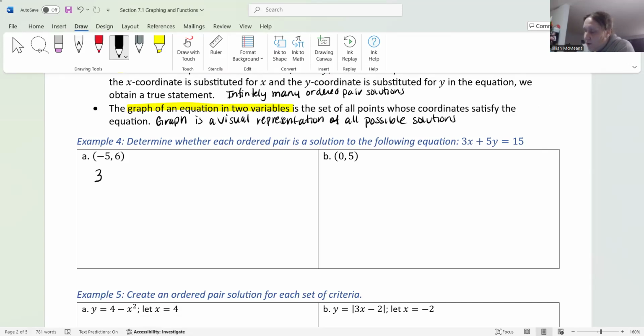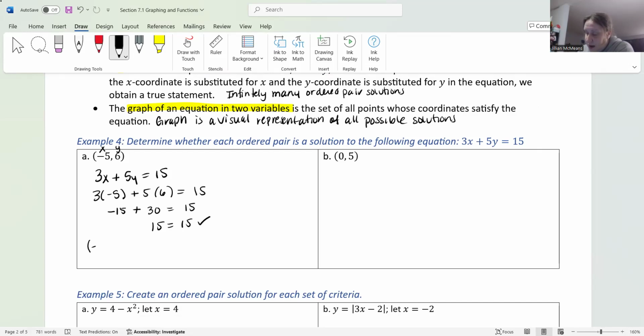So we have the equation 3x plus 5y is 15. Anywhere we see an x, we're going to replace it with a -5. Remember, the first point in an ordered pair is your x. The second point is your y coordinate. So we would get 3 times x, which is -5, plus 5 times y, which is 6. And we want to see, does this really equal 15? Well, 3 times -5 is -15. 5 times 6 is 30. So what is -15 plus 30? Well, it just so happens negative 15 plus 30 is 15. So 15 really does equal 15.